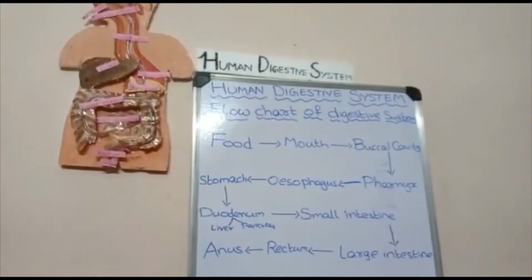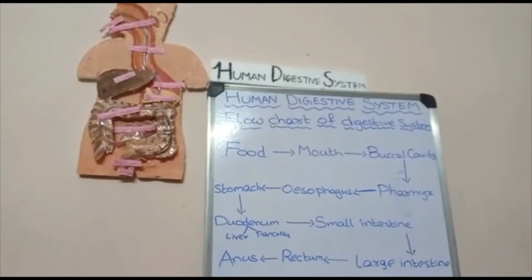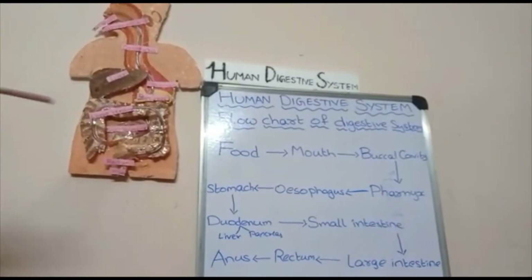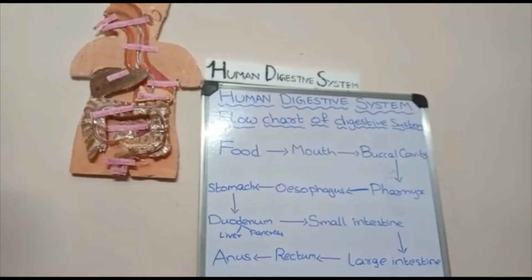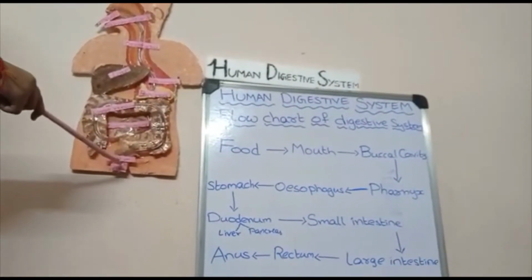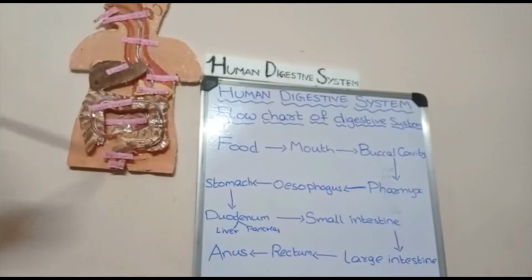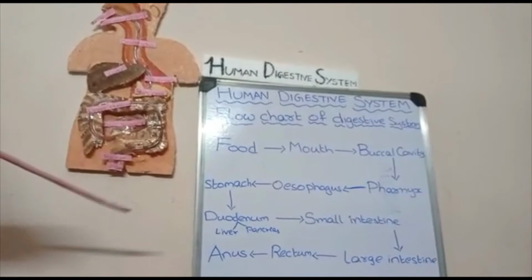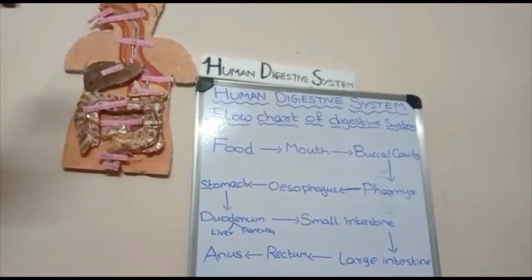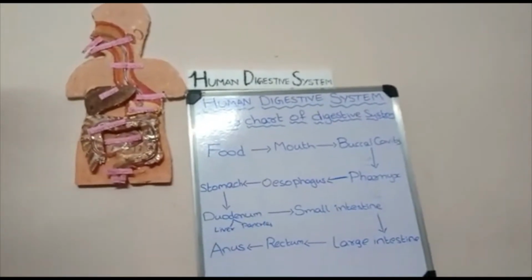Now the rectum. It is a straight 8-inch chamber that connects the large intestine to the anus. It receives waste from the large intestine and passes it to the anus. It is the last part of the alimentary canal, which sends waste out of the body. So in this way the food is digested. Now we will see the flow chart of the digestive system.